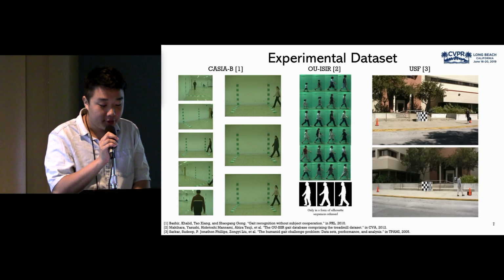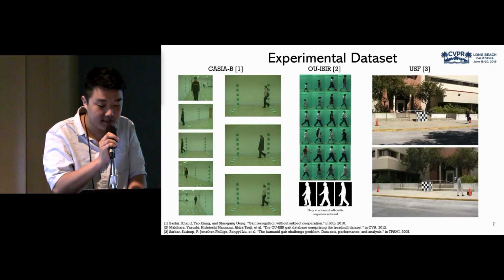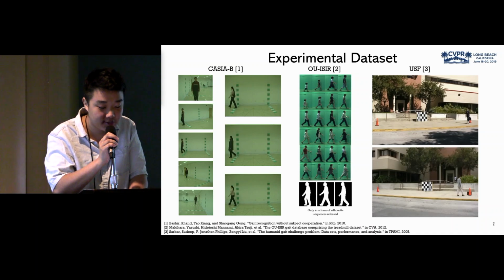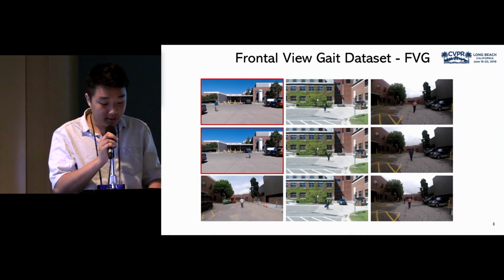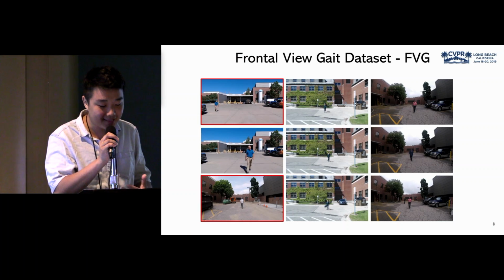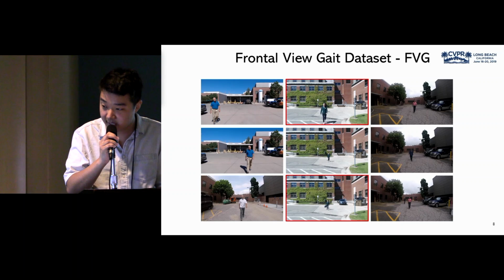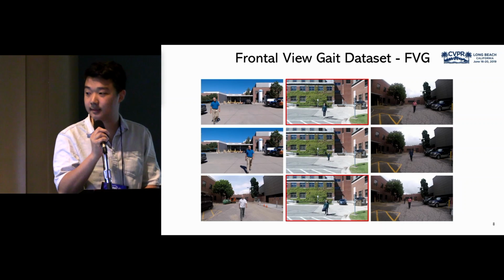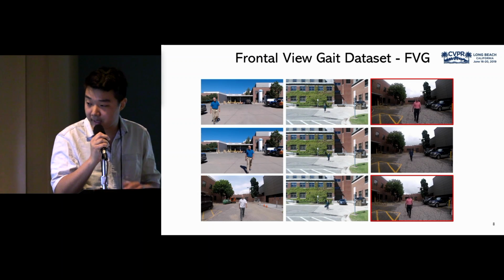We evaluate on the 3 most popular gait databases, CASIA-B, OU-ISIR, and USF. They all have a large number of subjects under different walking variations like view angle, carrying bags, and changing their clothes. And to encourage more research on gait recognition from the frontal view, we collect an HD frontal view gait database under 6 variations, including view angle, time, walking speed, carrying a bag, wearing a coat, and a background with multiple people.